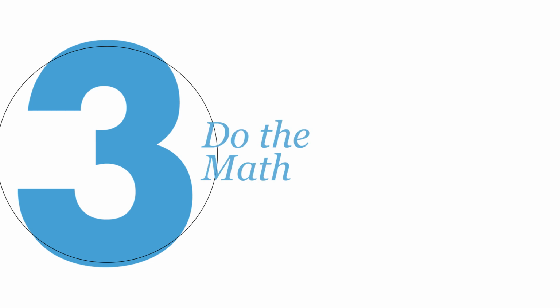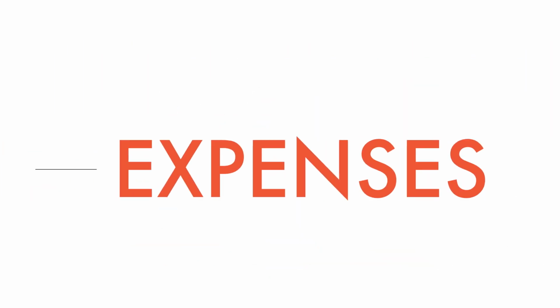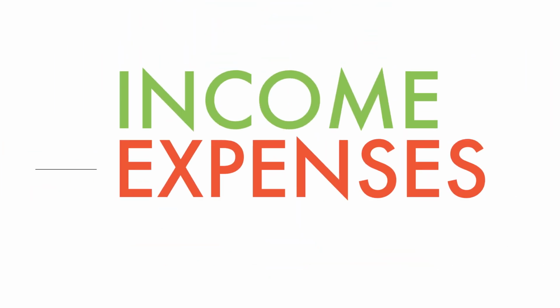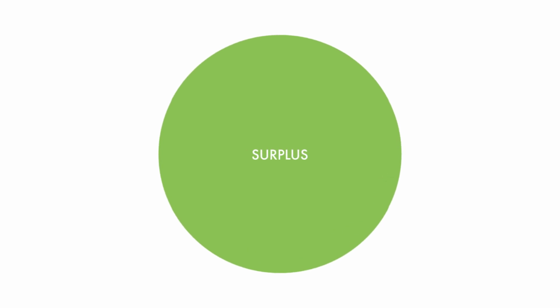Step 3. Do the math. Now that we have our income and expenses, it's time to do the math. Subtract your total monthly expenses from your total monthly income to see the outcome of your budget. This will give you 3 potential outcomes. 1. You may have a surplus. This is when more money comes in than goes out.